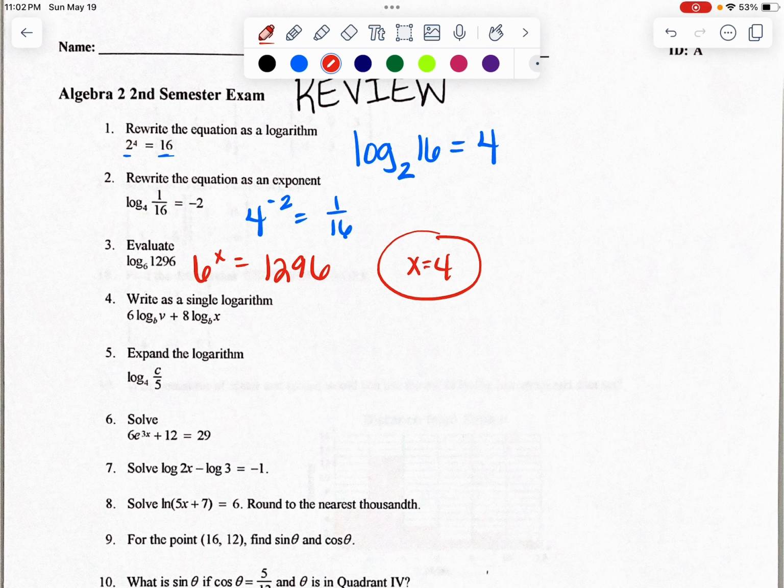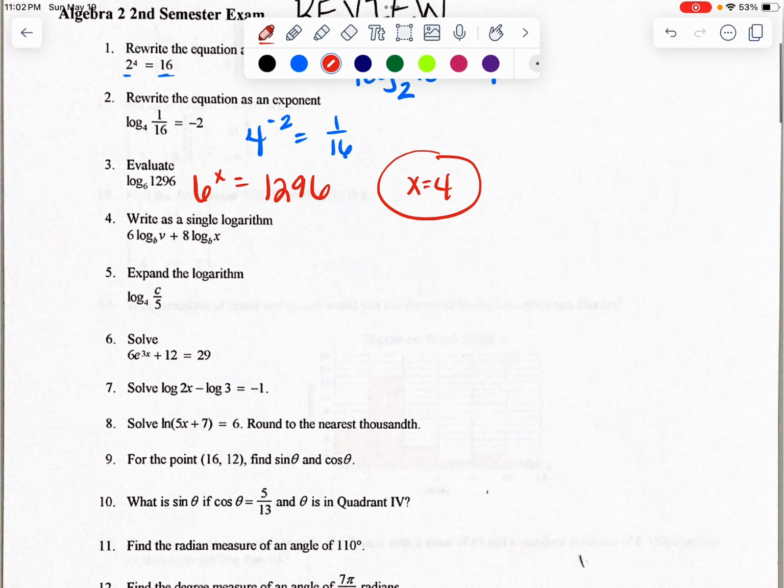Number 4 and number 5 are using those logarithmic rules that we learned, the power, quotient, and product properties. So like number 4, I know the 6 and 8 can come up and become exponents. So it's going to be v to the 6th power, x to the 8th power. And if you're adding, you can always combine it using multiplication, or subtraction with division. So this is going to be a log with the base of b, and again, it's going to be v to the 6th power times x to the 8th power. So you're just condensing that logarithm.